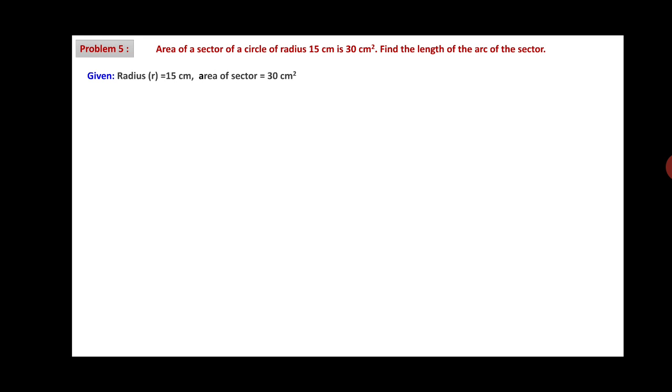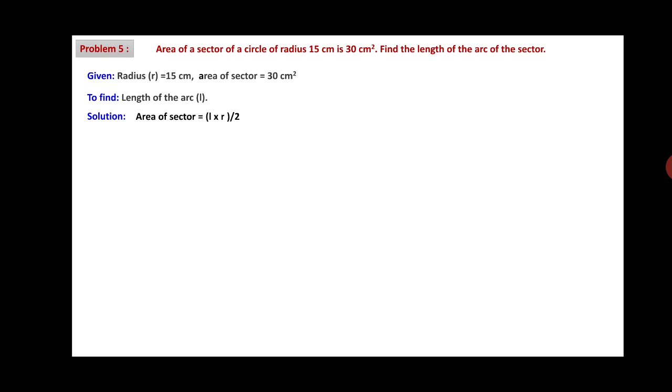Now problem number 5. Area of the sector of a circle of radius 15 centimeter is 30 centimeter square. Find the length of the arc of the sector. Now we know the given things, that is radius r is equal to 15 centimeter, area of the sector is 30 centimeter square. You have to find out the length of the arc.